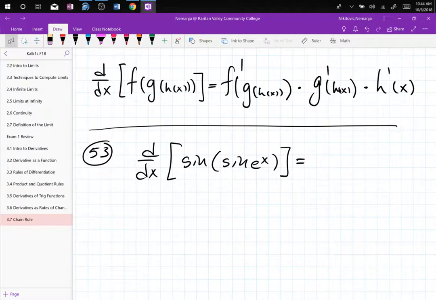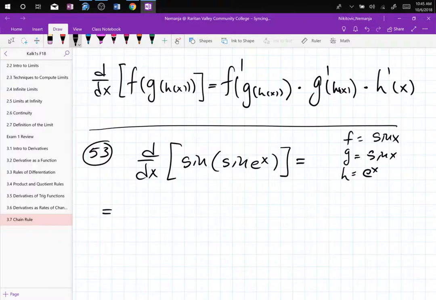How many functions do we have? 3. Very good. So we have our f, g, h again. Now, what is the first, second, third? What do we do? Sine x would be the first. Perfect. How about the second one? Sine x again. Good. And how about the third layer, the core of the onion? E to the x. Very good.